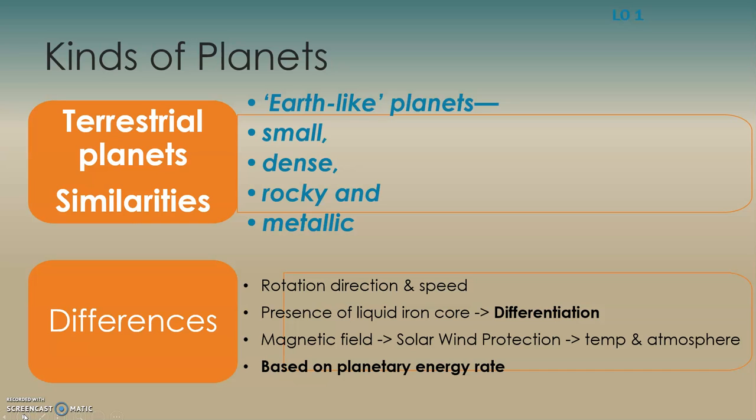And there were also differences in the presence of a liquid iron core or no presence of a liquid iron core. And that had to do with some of our talk about differentiation, which we'll review in a second. We also talked about differences in magnetic field and protection by solar wind. We'll review that in a second. And what that had to do with temperature and atmosphere of the terrestrial planets. And all of this seems to be related to the planetary energy rate. So the rate of losing and gaining energy. So let's explore the differences in this video.